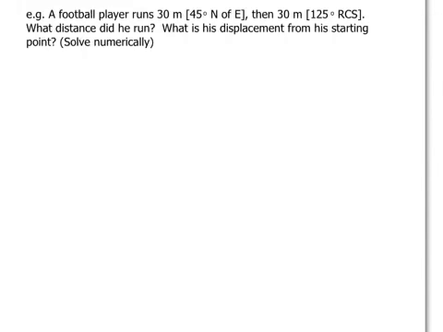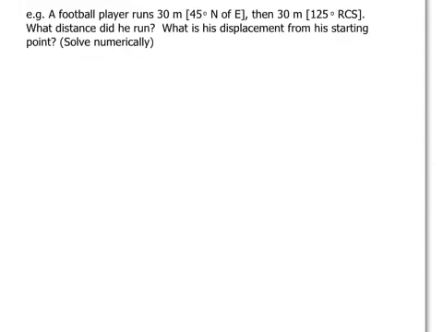Now let us add two angle components together. A football player runs 30 meters at 45 degrees north of east and then 30 meters at 125 degrees RCS, or Cartesian angle. What distance did he run, and what is his displacement from his starting point?